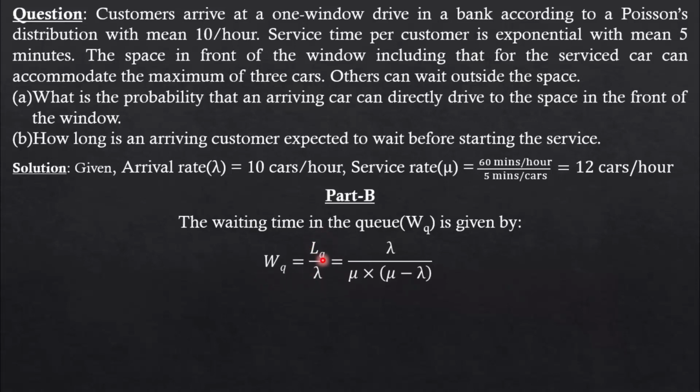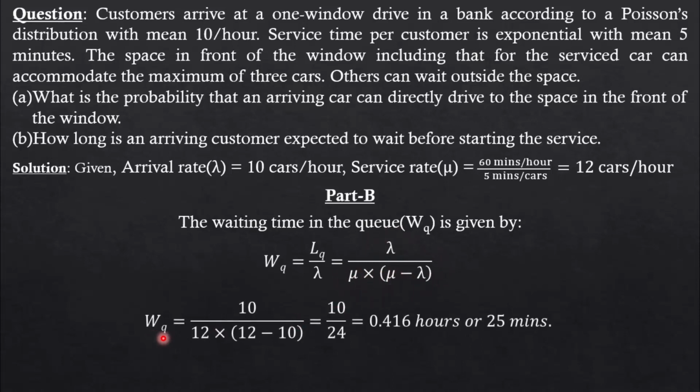When we put the value of LQ in terms of lambda and mu, we will get this equation, which is lambda by mu multiplied by mu minus lambda. Now let us put the values of lambda and mu in this equation. So this is the value, and it is equivalent to 10 by 24, which is equal to 0.416 hours, or 25 minutes. So the average waiting time in the queue is given as 25 minutes.